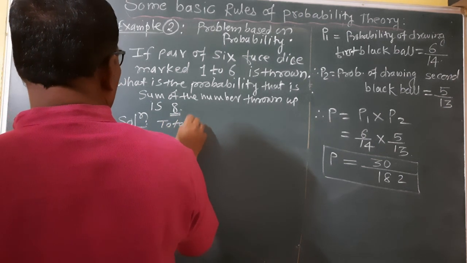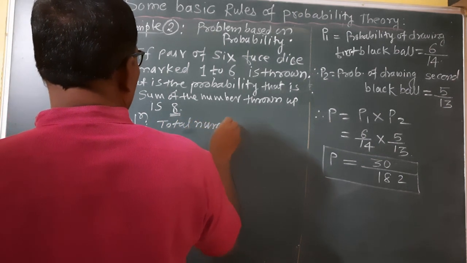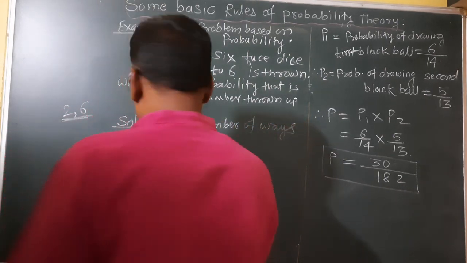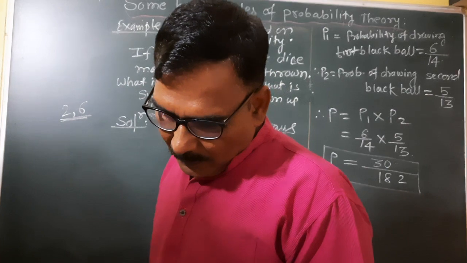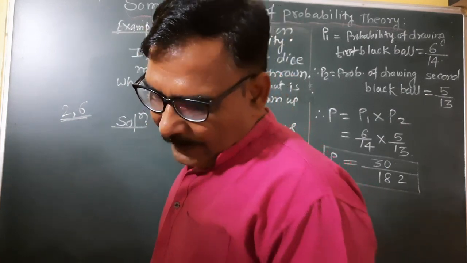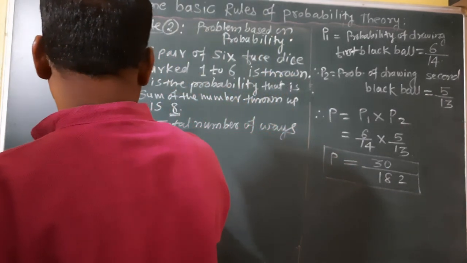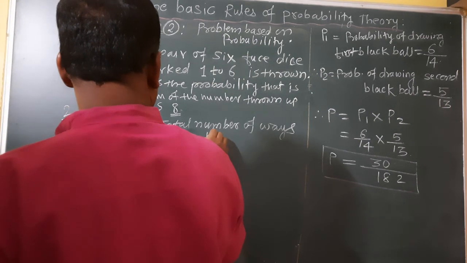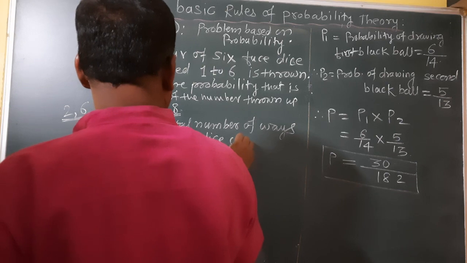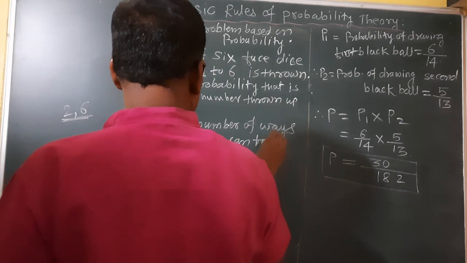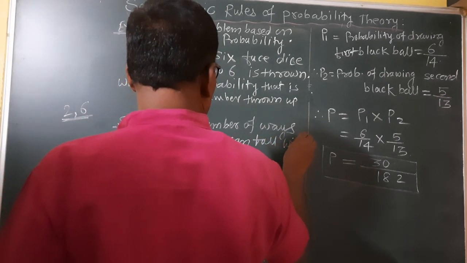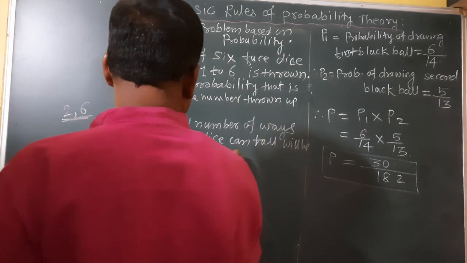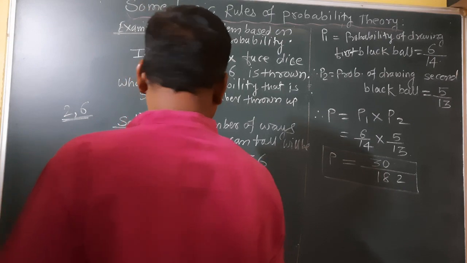Total number of ways in which the dice can fall will be 6 into 6, that is equal to 36.